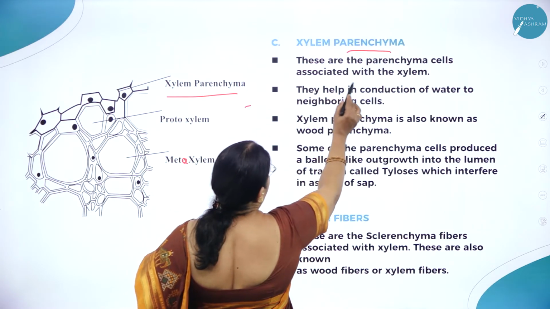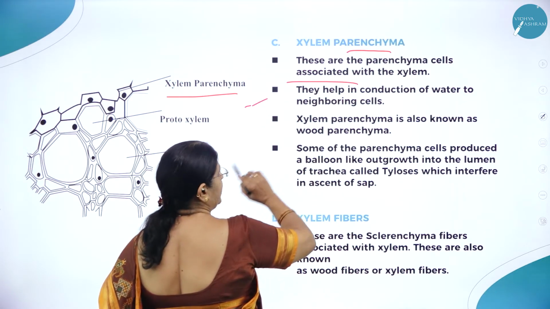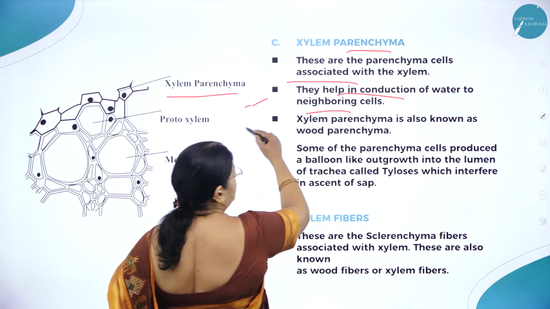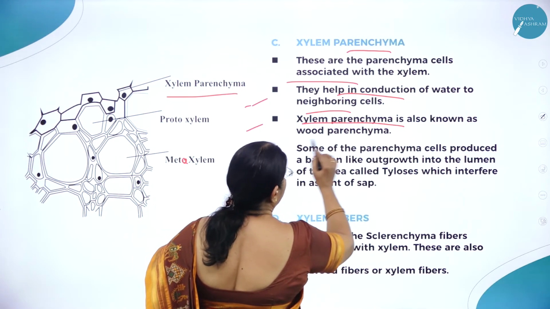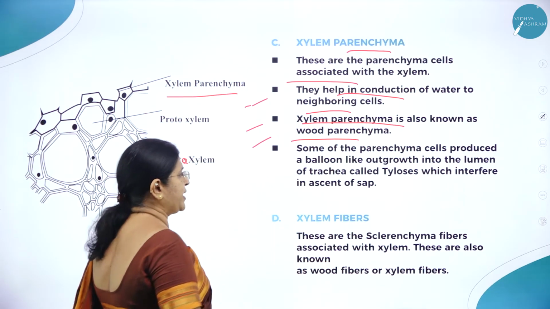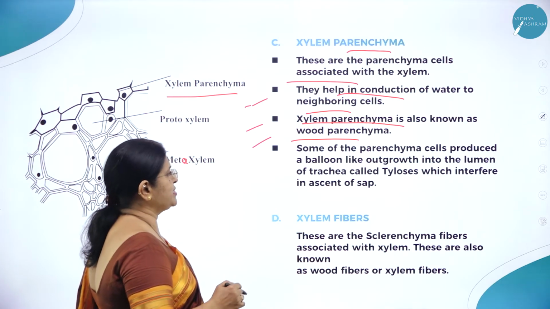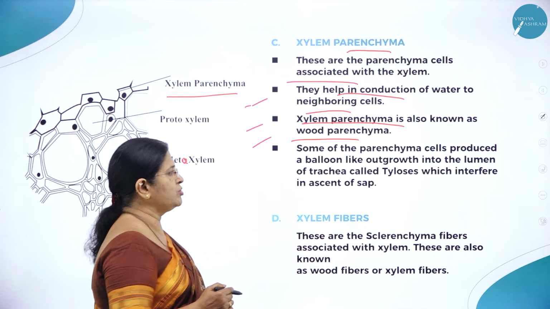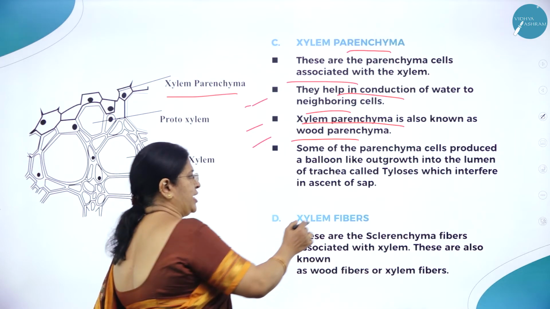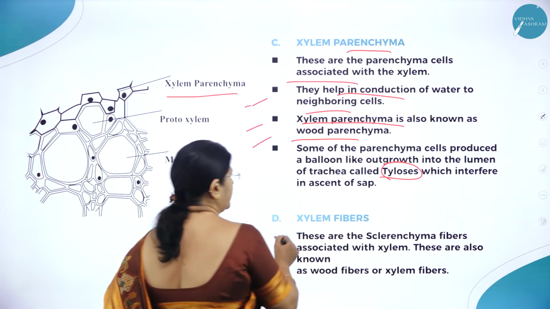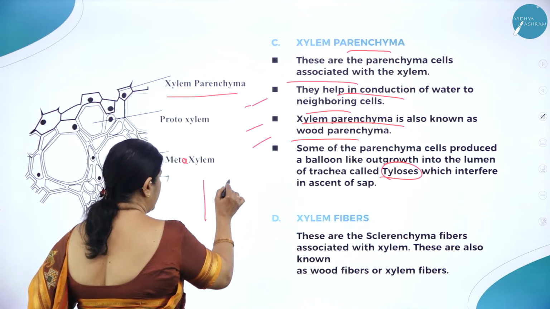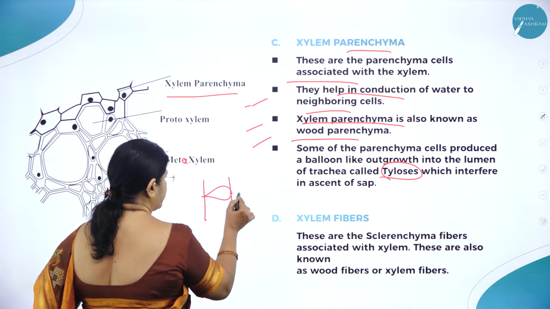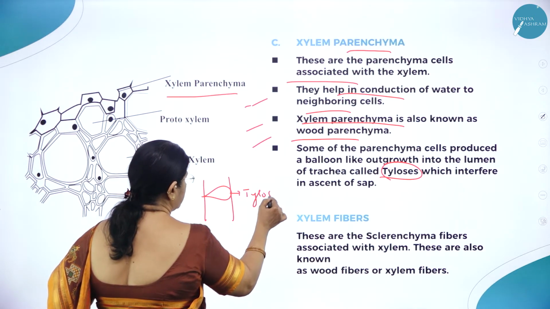So here, these are the parenchyma cells associated with xylem. They help in conduction of water to neighboring cells. Xylem parenchyma is also known as wood parenchyma. So some of the parenchyma cells produce a balloon-like outgrowth into the lumen of trachea called tylosis, which interfere in ascent of sap. So here you can see like balloon-like, these are called tyloses.